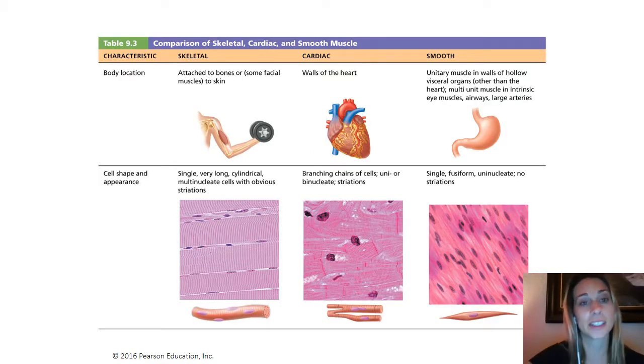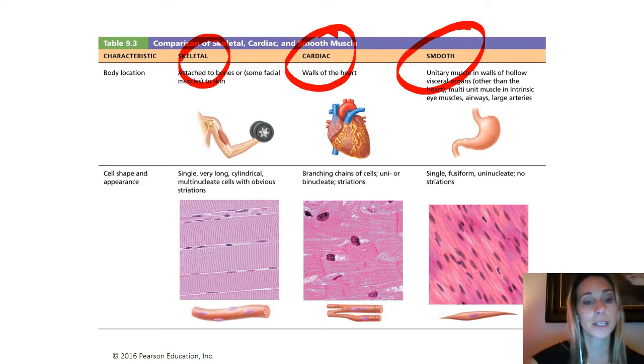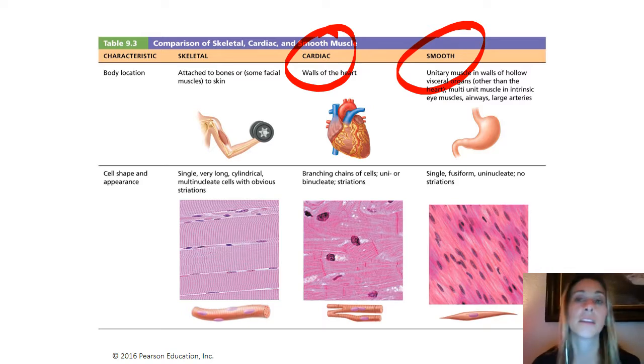Great. So remember, there's actually three types of muscle that we looked at, but I already spent a lot of time talking about skeletal muscle in some other videos if you'd like to review. So we're going to focus now on cardiac and smooth muscle. The first thing to know is let's talk about smooth muscle.